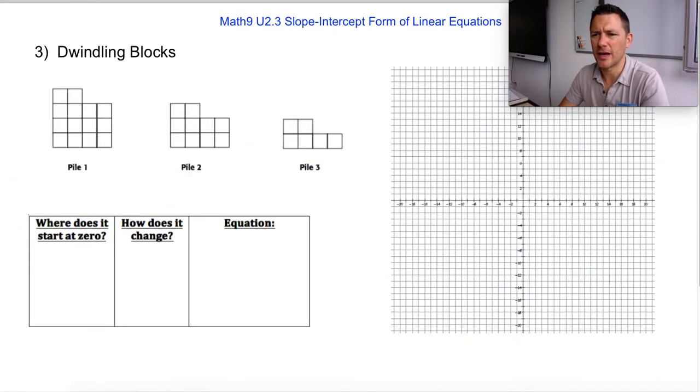Let's try that one more time, right, with these dwindling blocks. Okay, I'd like you to think about this is pile 1. Figure out maybe what pile 4 is going to be. Figure out what pile 0 is going to be. Think about how it changes and where it starts at 0. Go.